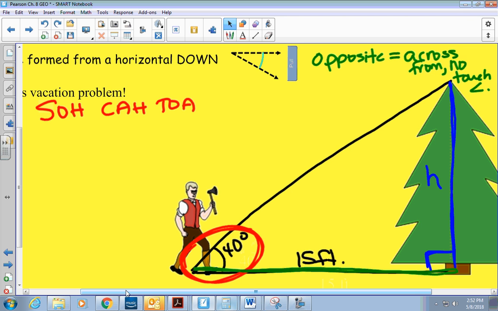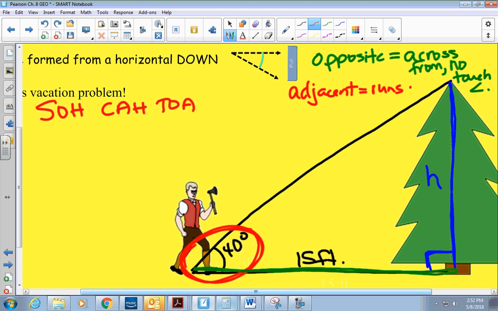Is this the opposite side? The opposite side is across from our angle and it doesn't touch the angle. No. It cannot be the opposite side. Adjacent side. It runs into our angle. And it's not the hypotenuse.